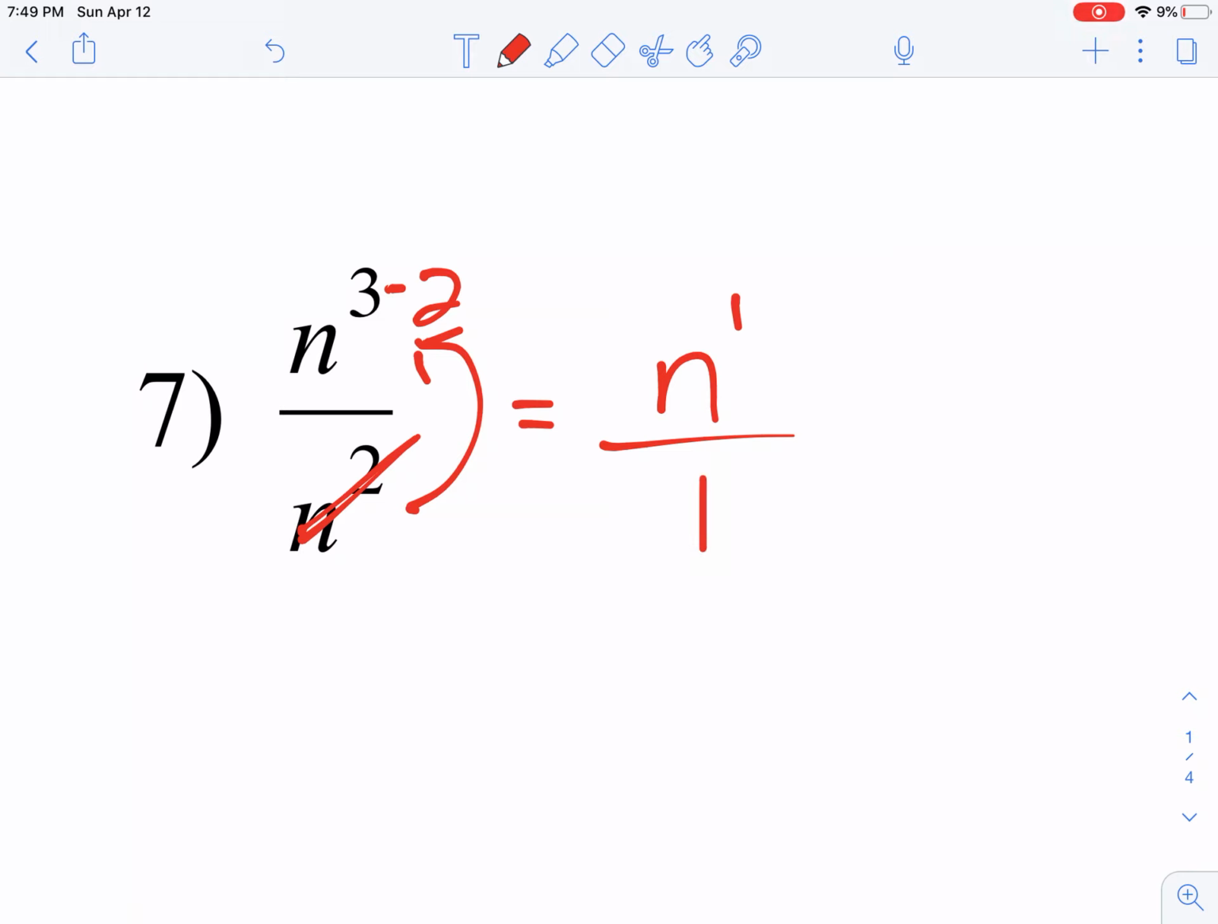And so anything written over the number 1 can be just written as itself. So n to the first is simply going to be n to the first. But remember, we don't have to write the exponent. So the answer you're looking for is simply n.